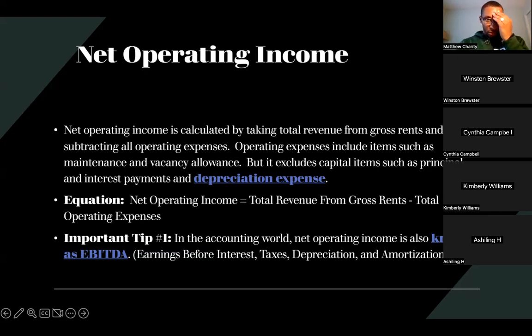So net operating income is a different calculation and a much different result than your actual cash flow. Kathie, you've got a question.